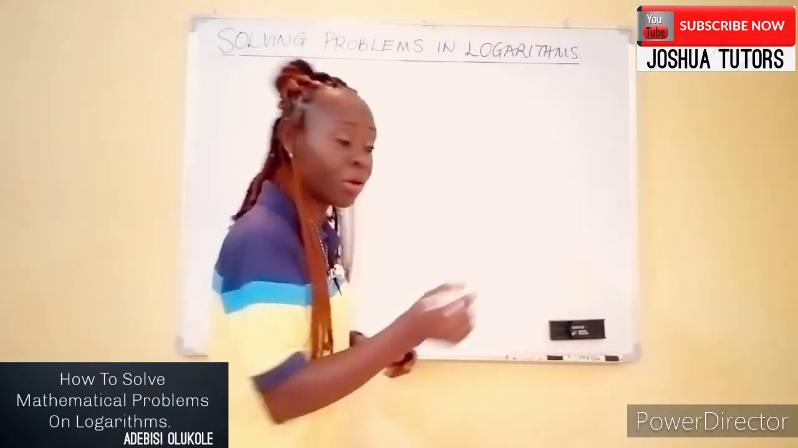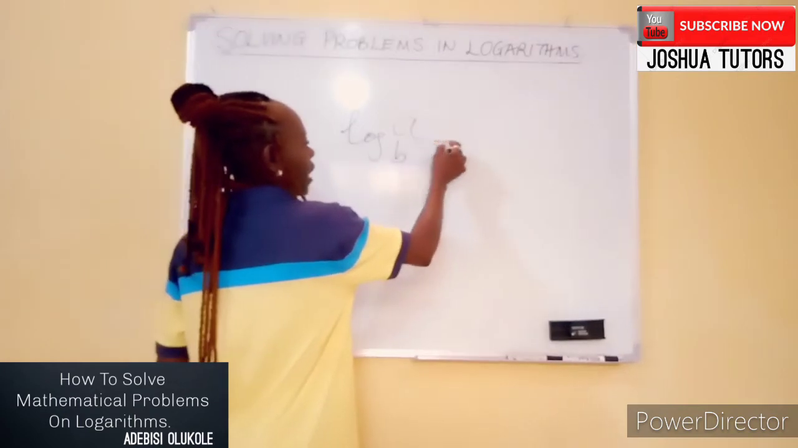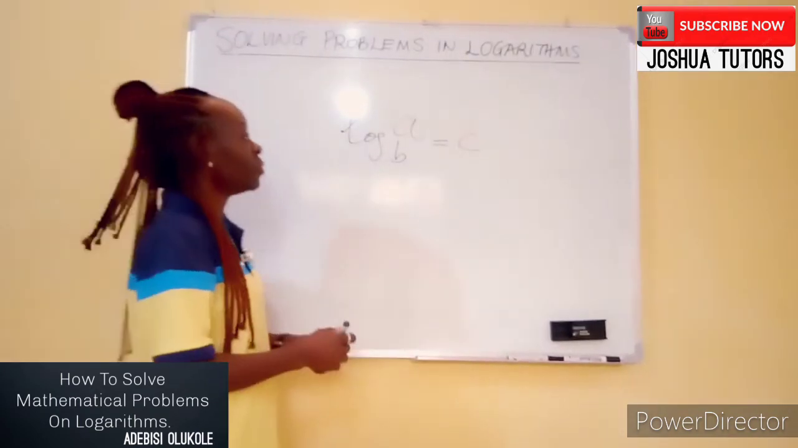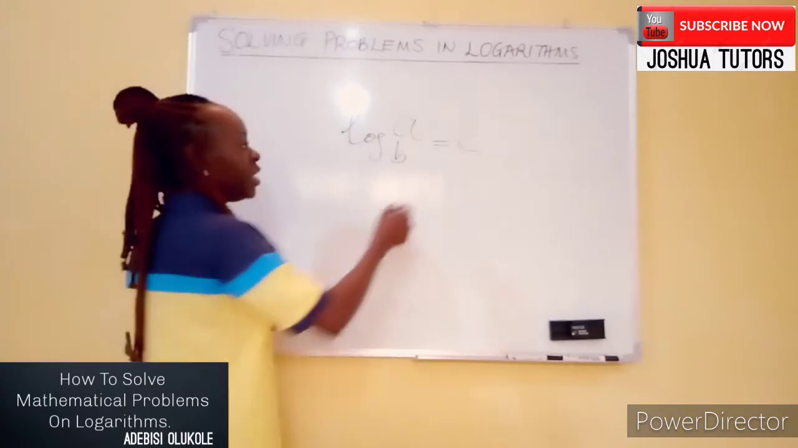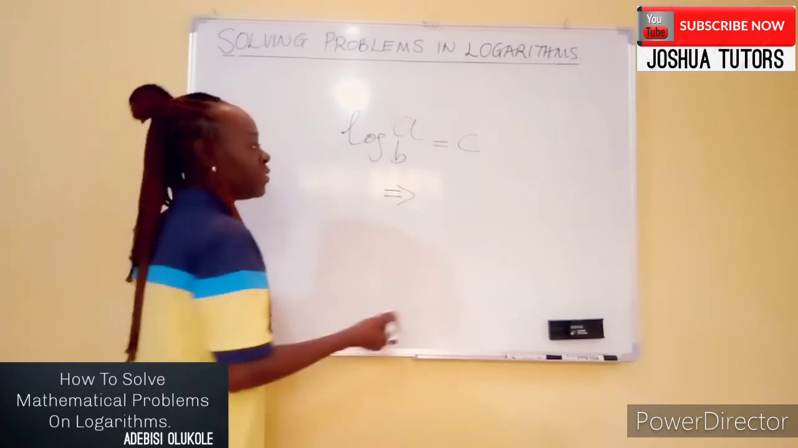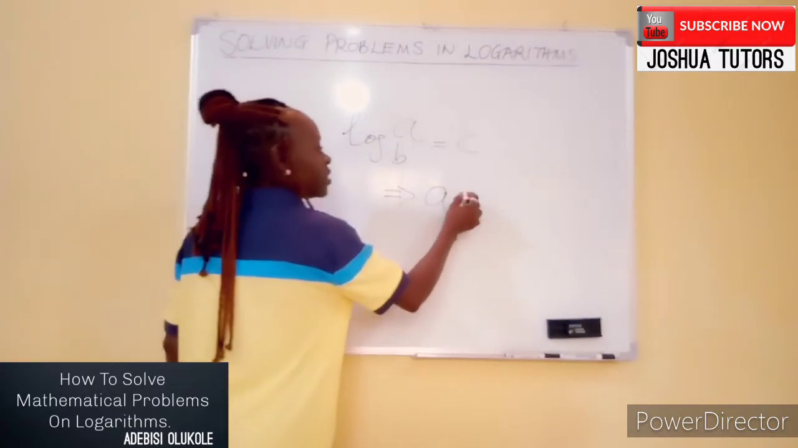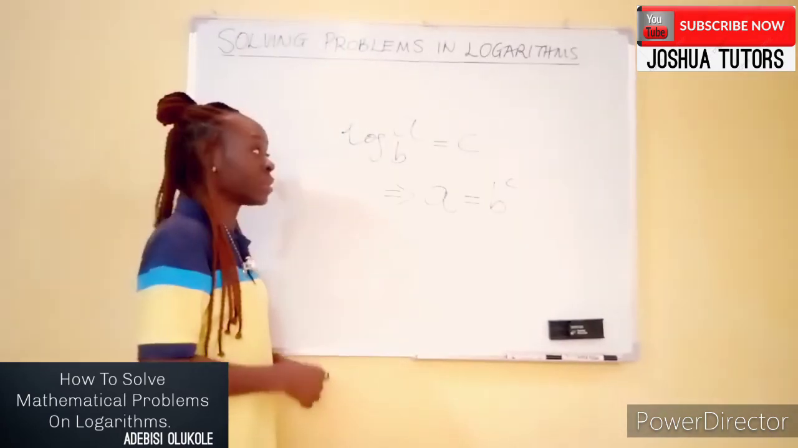Let me say I have log a to base b, and it is equal to c. So the logarithm of a to base b being equal to c actually means that a is equal to b raised to the power of c. That's what basically logarithm is all about.